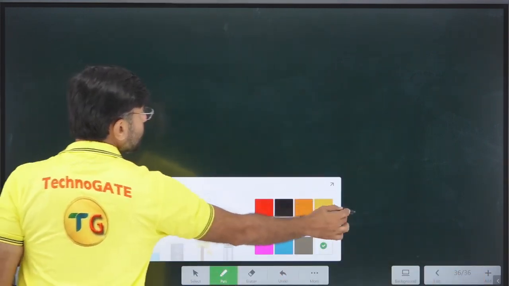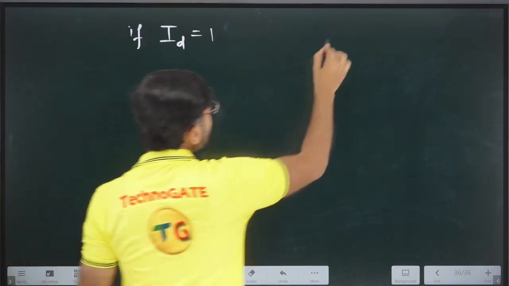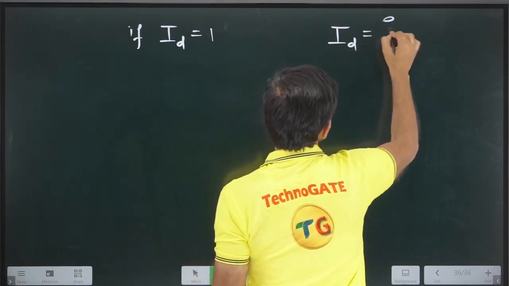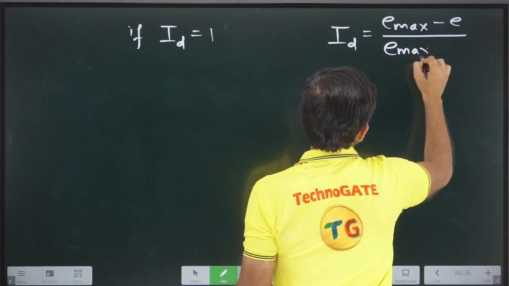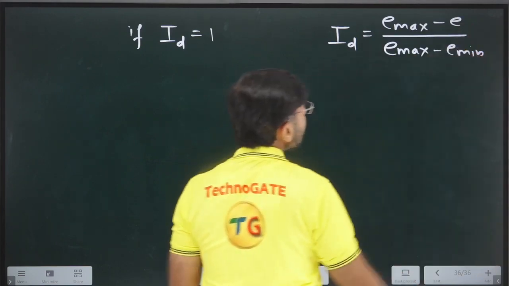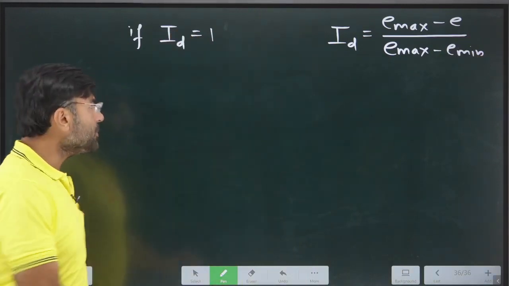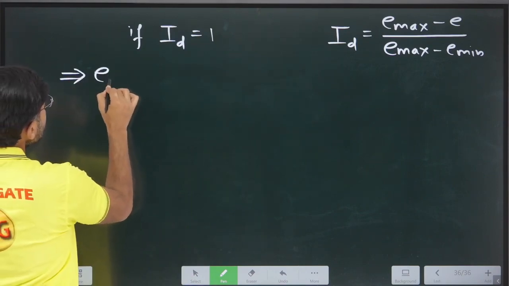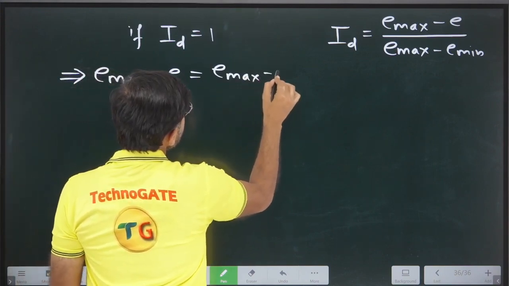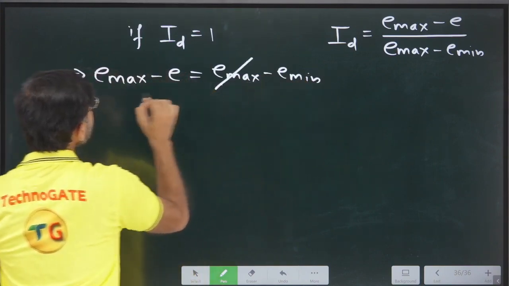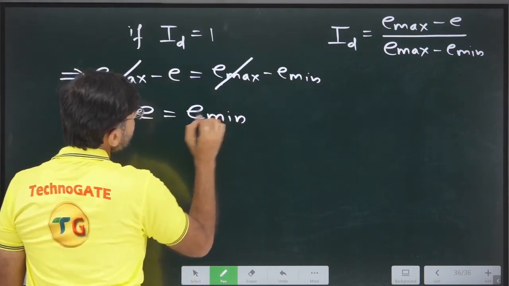Let us assume that ID is equal to 1. What was ID? ID is (e maximum minus e) upon (e maximum minus e minimum). If ID is equal to 1, that means numerator and denominator are equal. Let us equate numerator and denominator. e maximum minus e becomes equal to e maximum minus e minimum. e maximum will be cancelled out from both the sides. You will get e is equal to e minimum.